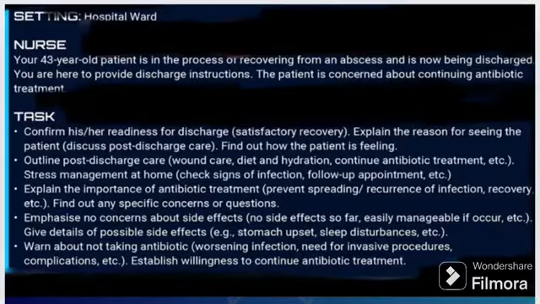So we will go to the role play. Here comes our role play card. Actually, this is the latest exam question in 2024. The role is, you are dealing with a 43-year-old patient who is recovering from an abscess and is now being discharged from the hospital. You are working in the hospital ward. You are here to provide discharge instructions, and the patient is concerned about continuing antibiotic treatment.